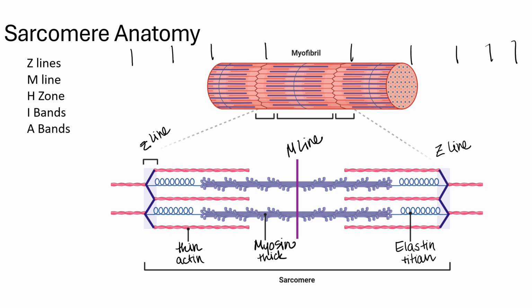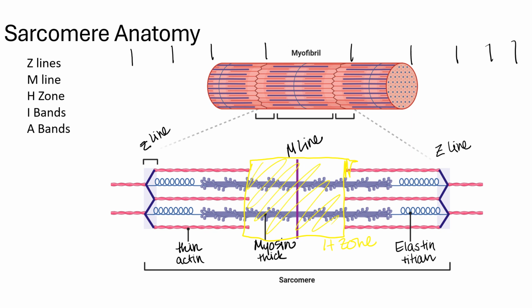The H zone, let me get a highlighter here. The H zone is the area containing the M line up until the area where actin and myosin overlap, right? So it's the area containing the M line up until the area where actin and myosin overlap. That's the H zone. This picture's gonna get messy.